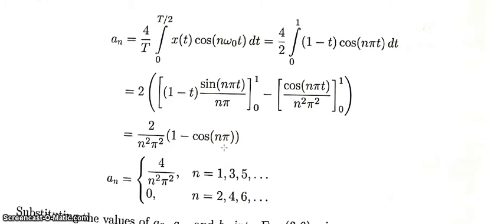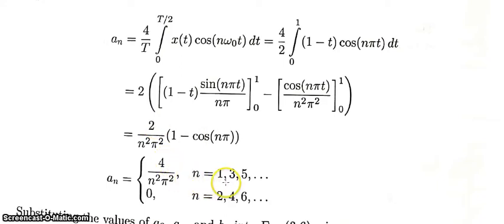And we know the cos n pi value depends on whether n is even or odd. When n is even, it is plus 1, and when n is odd, it is minus 1. So when n is even, cos n pi is 1, 1 minus 1, and the An value becomes 0. When n is odd, cos n pi is minus 1, so 1 minus minus 1 becomes 2, and 2 into 2 gives 4 by n square pi square.